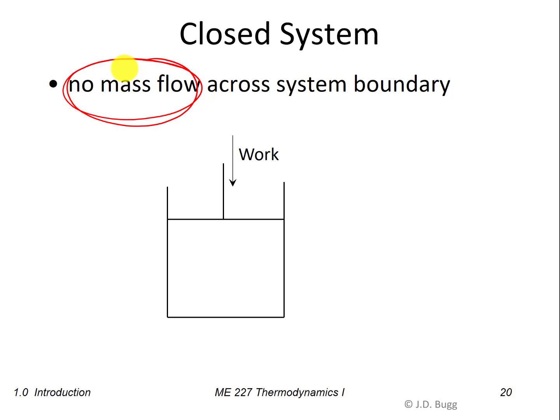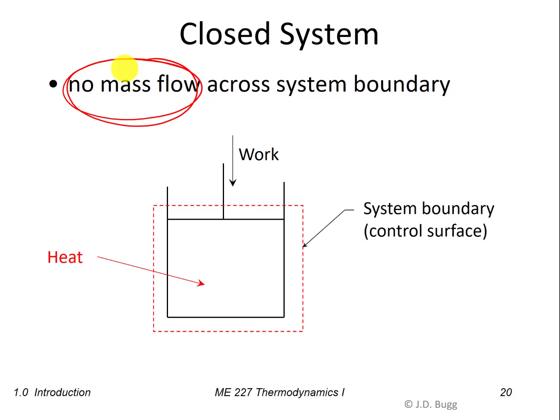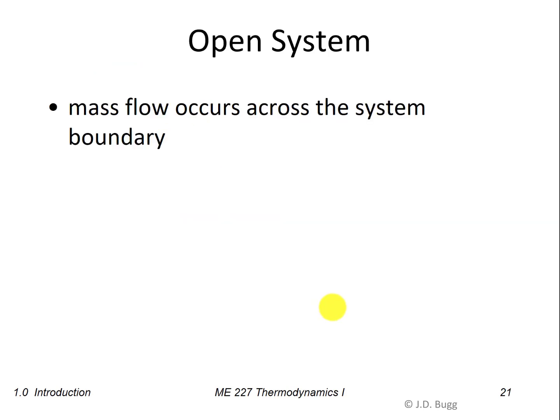We can do work on that substance, perhaps by compressing it. We can have heat transfer with the surroundings by lighting a blowtorch up and heating up that system, but the mass is contained. So we have a system boundary, there's work transfer across the boundary, heat transfer across the boundary, but whatever this substance is, it's not transferring across the system boundary. So that's not happening. An open system, on the other hand, mass does flow across the system boundary.